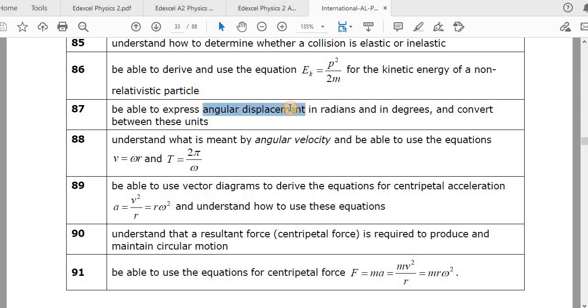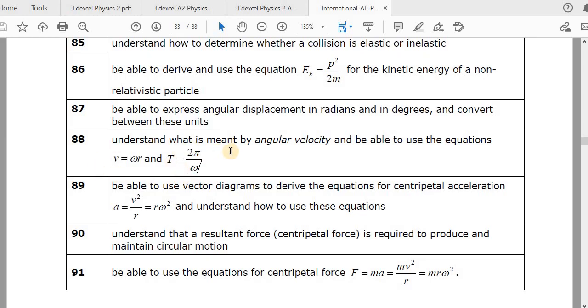Now what is angular displacement? We will see all that. Understand what is meant by angular velocity. So you have learned velocity equals displacement divided by time. Similarly, angular velocity is angular displacement divided by time, and displacement and velocity are both vector quantities. Time is a scalar quantity.